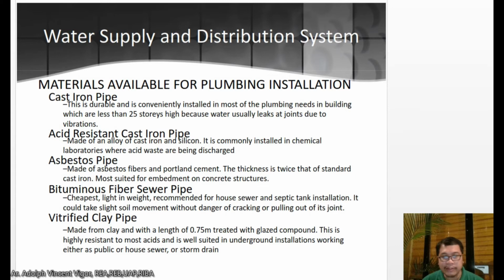Then we have the bituminous fiber sewer pipe, the cheapest, light in weight, recommended for house sewer and septic tank installation. It could take slight soil movement and without danger of cracking or pulling out of its joint. So its advantage is that compared to the cast iron pipe, it can withstand slight soil movement.